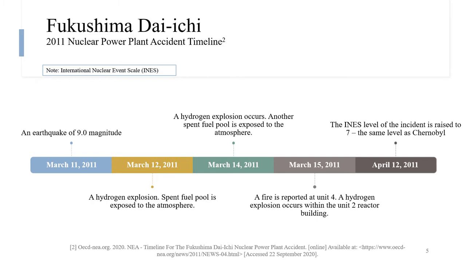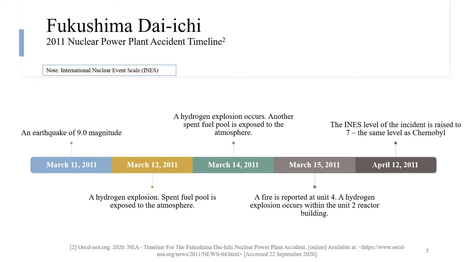On March 14th, a major explosion in the building for Reactor 3 damages the cooling system for Reactor 2, triggering core damage in that unit. On March 15th, an explosion severely damages Reactor 4, and another explosion takes place in Unit 3. Radiation is measured at Reactor 3 at 400 millisieverts per hour.